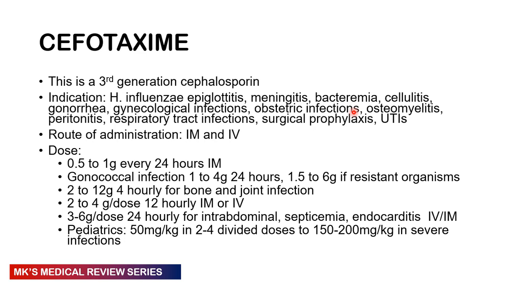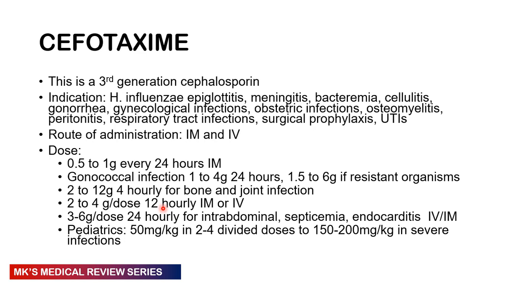So the route of administration is going to be intramuscular and IV. So the dose is 0.5 to 1 gram every 24 hours IM. We can also give in gonococcal infection 1 to 4 grams once a day, or 1.5 to 6 grams if you have resistant organisms. We can give 2 to 12 grams 4 times a day for bone and joint infections, 2 to 4 grams per dose. We can give this twice a day, IM or IV, that's the usual dose.